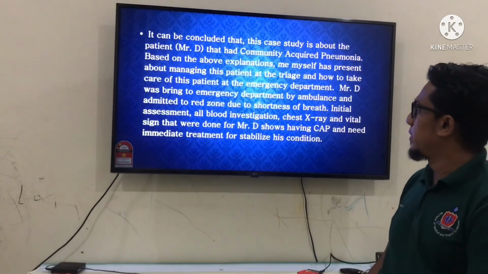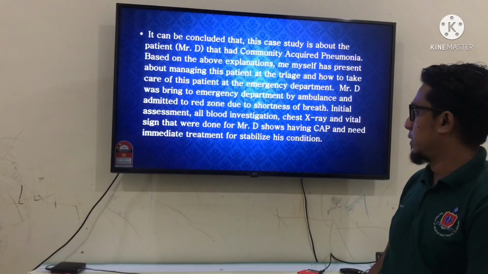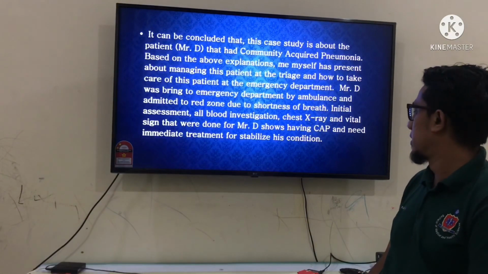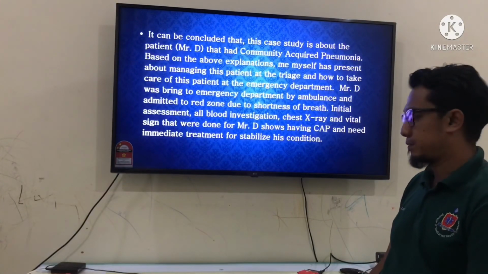Mr. D was brought to the emergency department by ambulance and admitted to the red zone due to shortness of breath. Initial assessment, all blood investigations, chest X-ray, and vital signs that were done for Mr. D show he has community acquired pneumonia and needs immediate treatment to stabilize his condition.